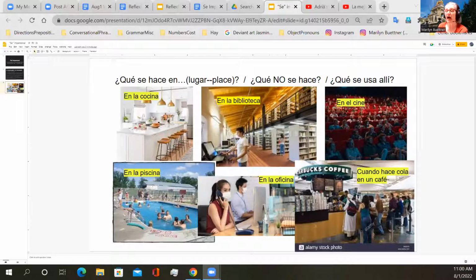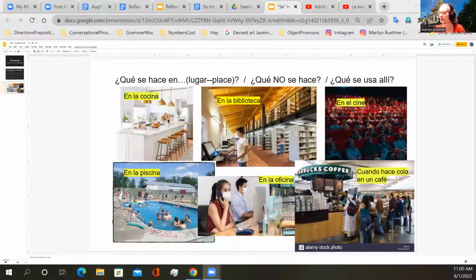Se ayuda a los clientes. Se usa la computadora. Se usa la computadora, sí. Perfecto, muy bien. Ok. Vale, bueno, ¿cuándo se hace cola en un café? When you're lined up at a café.